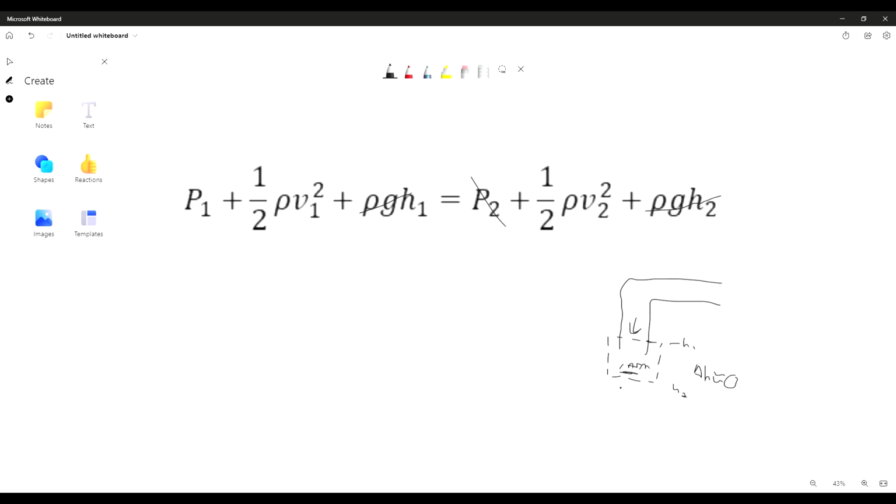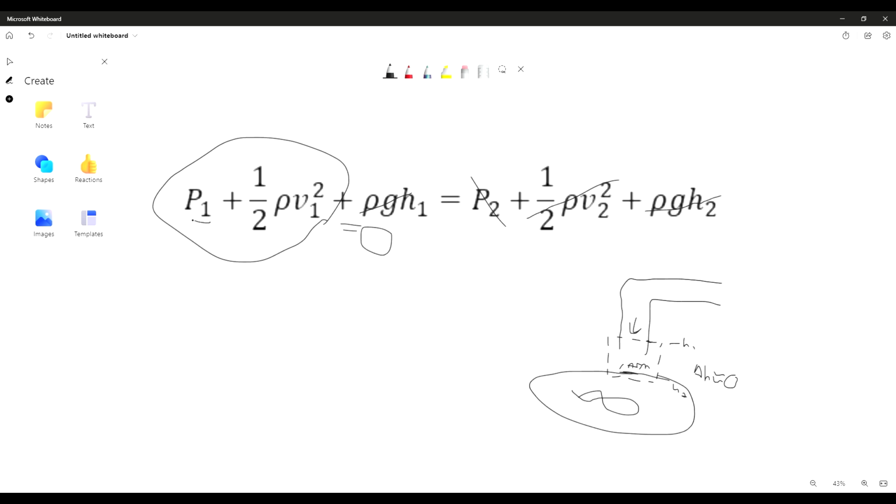Then we're assuming no velocity, because we're going to assume that this whole area is infinitely large and there's no movement, which makes this part 0, which leaves us just this equals 0, and we are looking for P1, which is right here at the exit point of the nozzle.